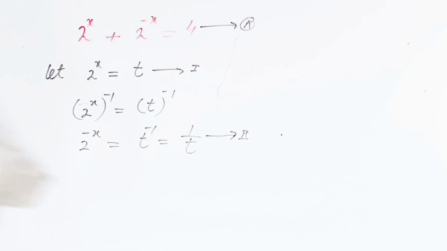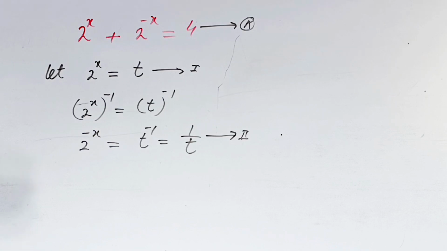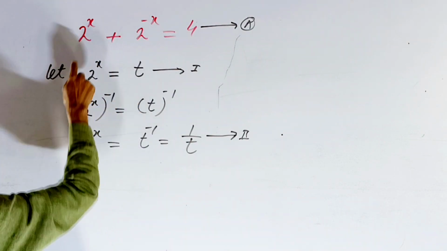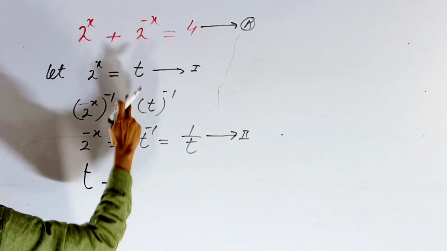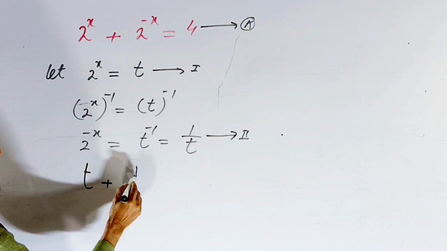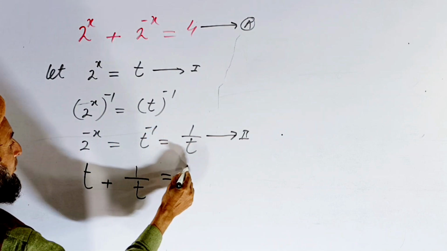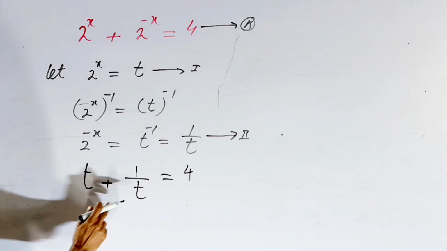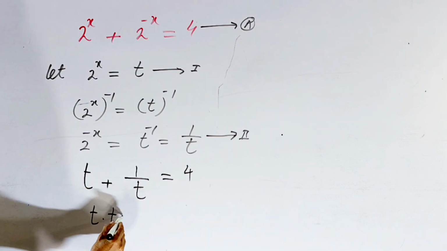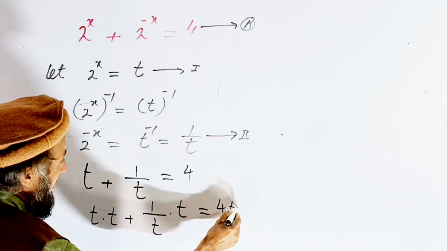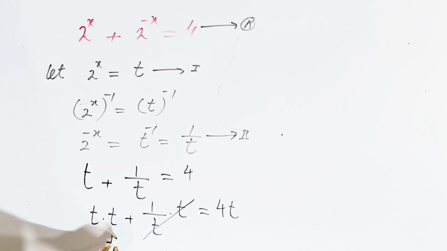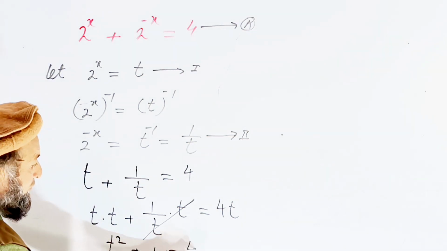Substituting the values from equations 1 and 2 into equation A, we get t + 1/t = 4. Now we multiply both sides by t, so the denominator cancels, and we get t^2 + 1 = 4t.